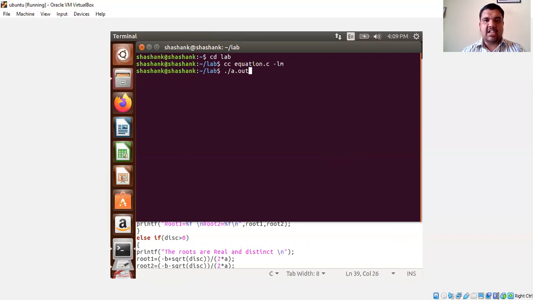So check for all the conditions now. First one, let us check up for the invalid coefficient: 0, 0, 4. So if both a and b are 0, then it is going to print invalid coefficient.